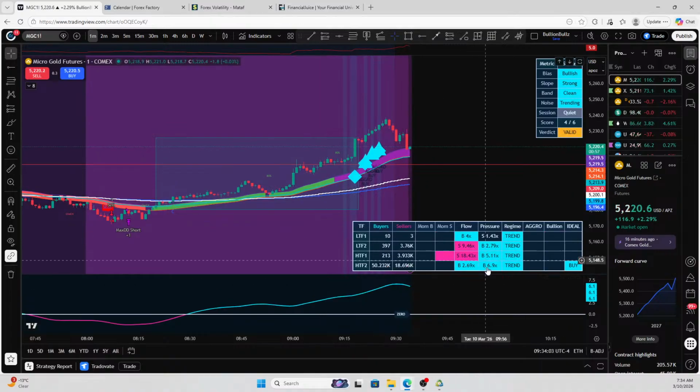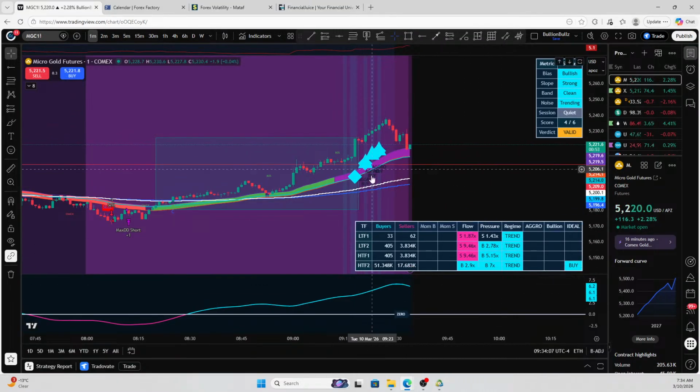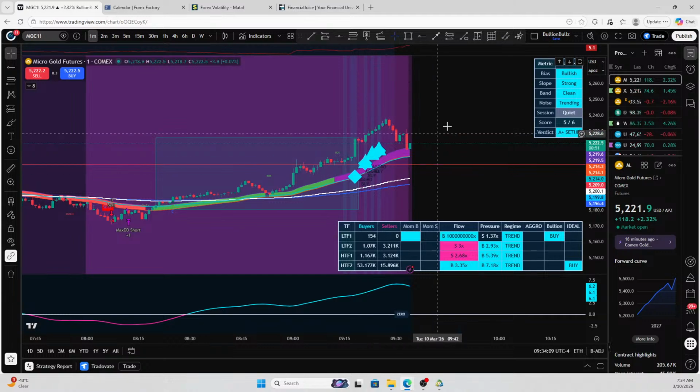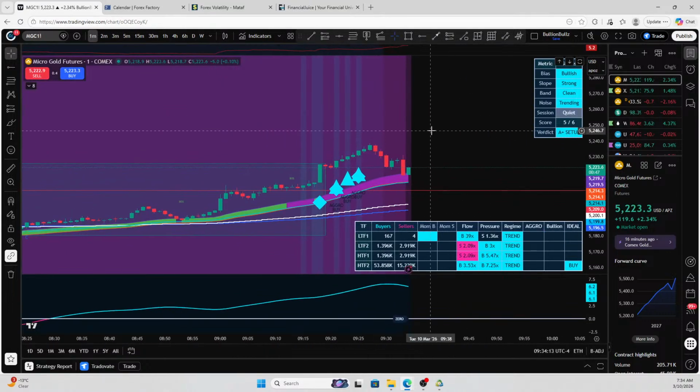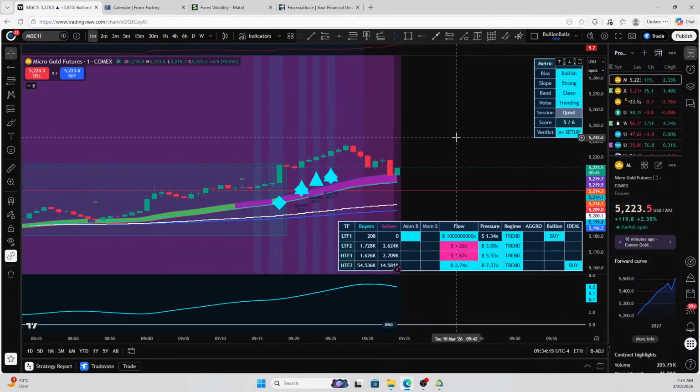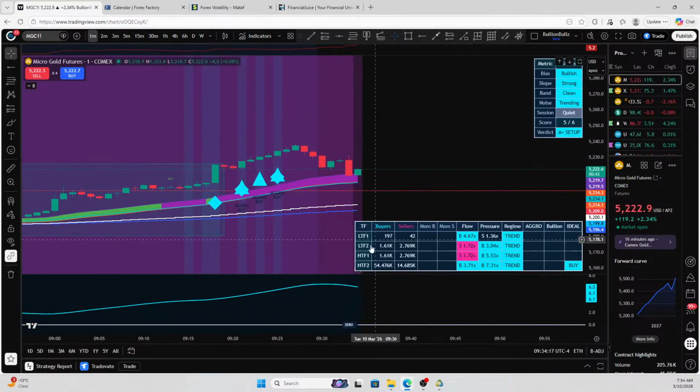So pressure is kind of coming down, which is ideal for us. We want to see this come down, and then if it wants to pick up again, that's where we want to potentially look for continuation moves. So right now we're just going to wait, and we're going to be trying to take a high probability setup. So we're just going to wait for now.